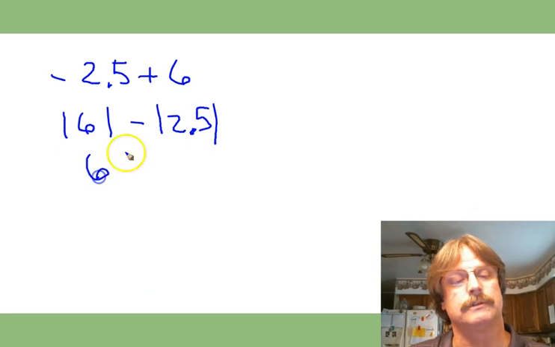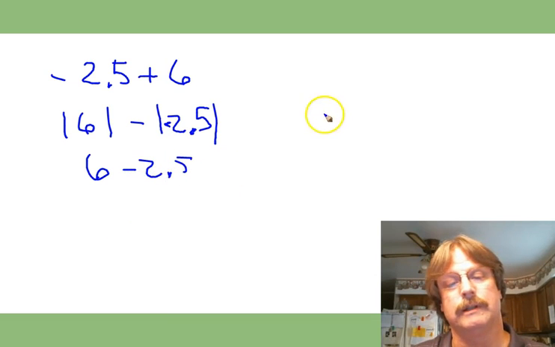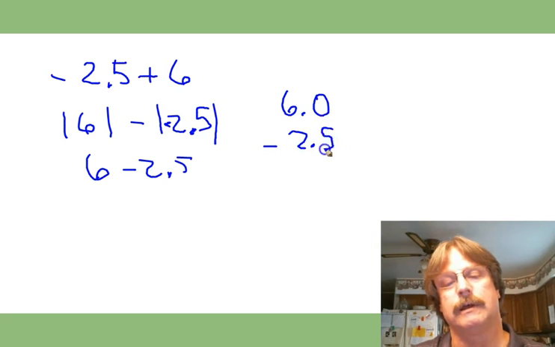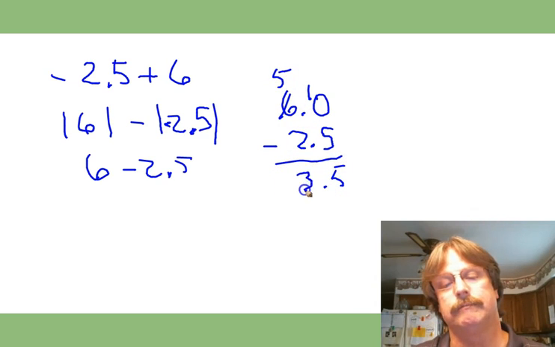So that becomes 6. Oops. So 6 minus 2.5. So if we put it in the vertical, I'm going to add a decimal here because I'm going to need that to subtract the 2.5. I haven't changed my number here, okay? So I borrow my 10, so that becomes a 5. Be neat. 10 minus 5 is 5. Keep that all in the line. 5 minus 2 is 3. Okay? So it's 3.5 is my answer.